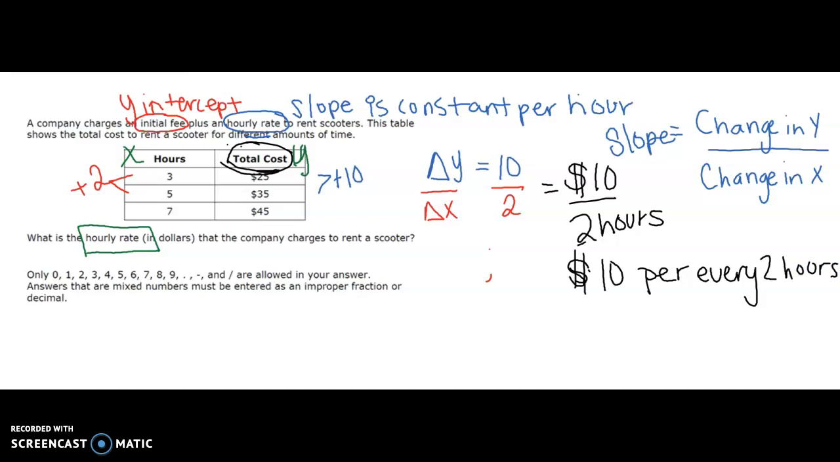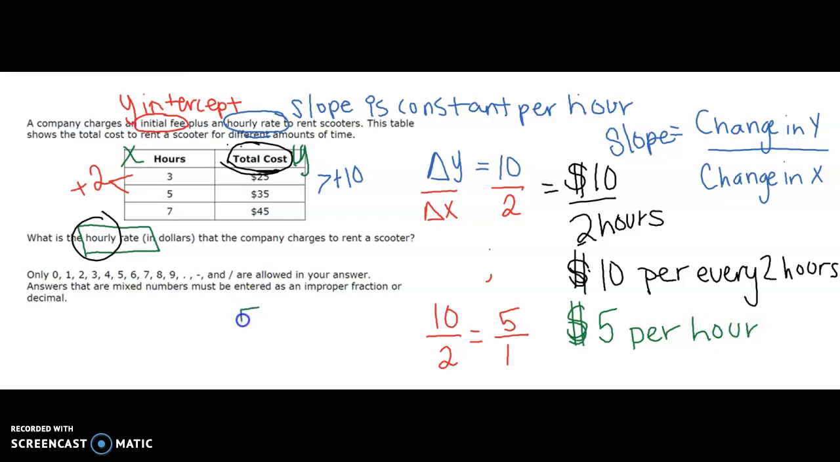However, this is the hourly rate. We want 1 hour. So if I were to simplify that, 10 divided by 2, that would give me 5 over 1. So if I were to simplify it, that's really $5 per hour.